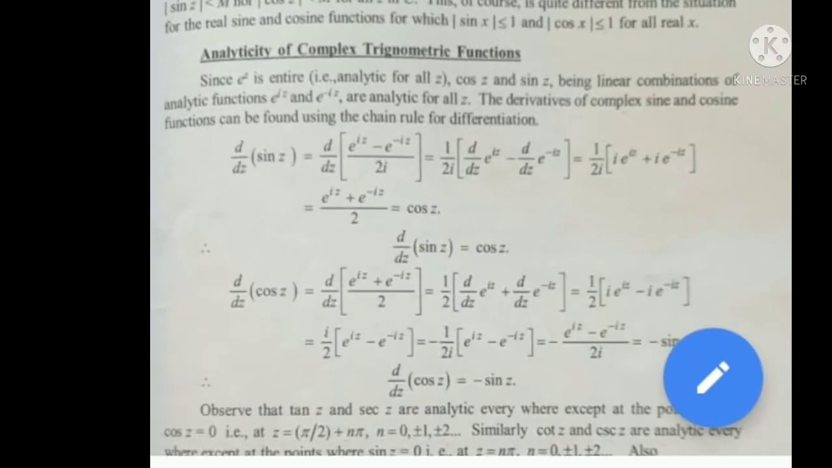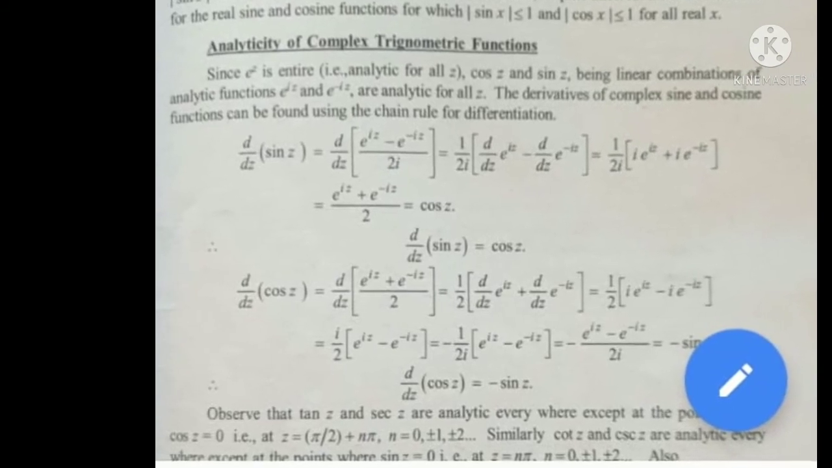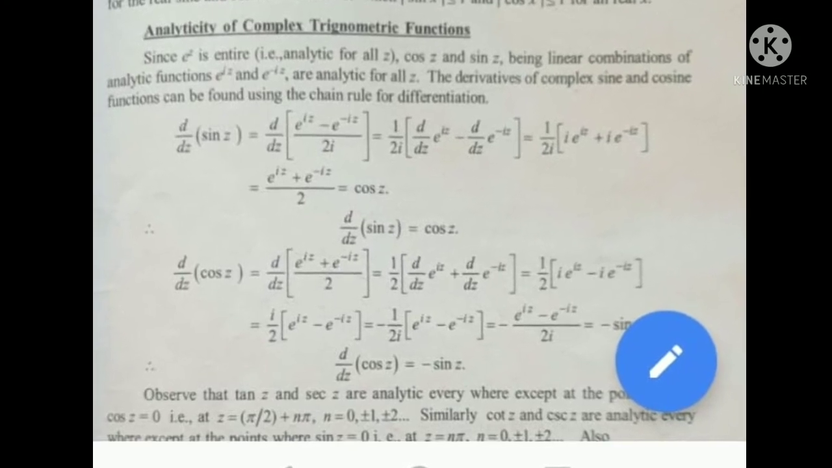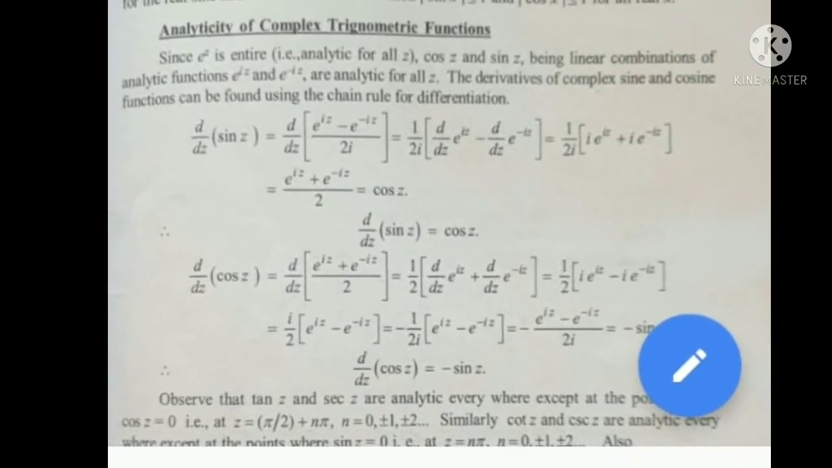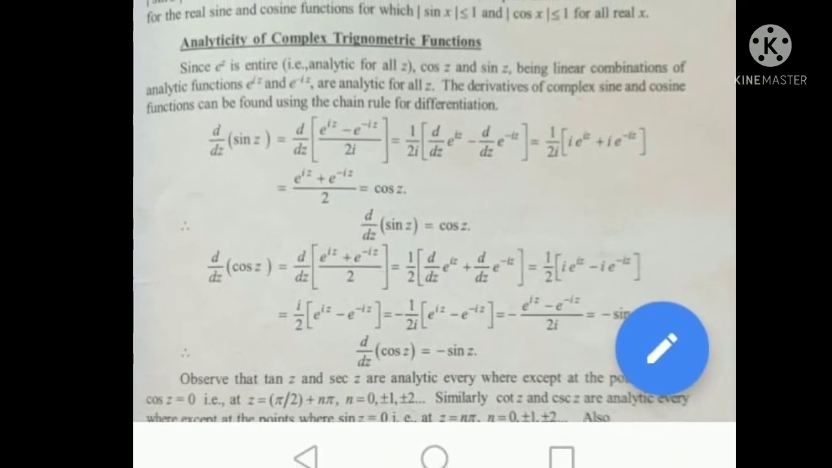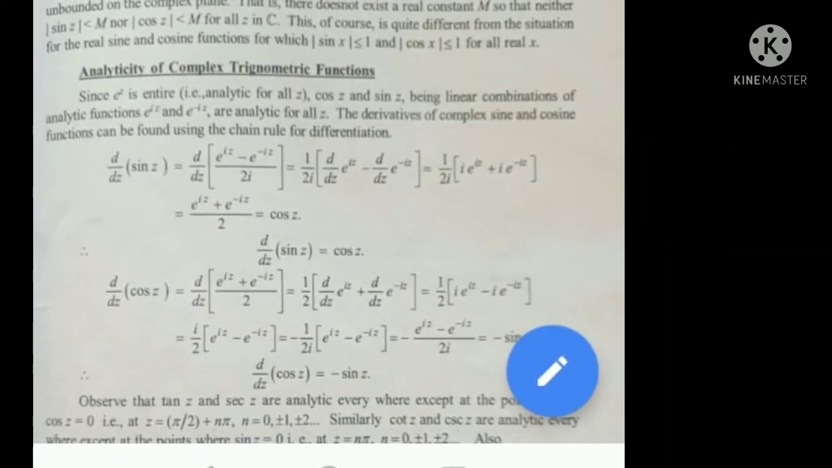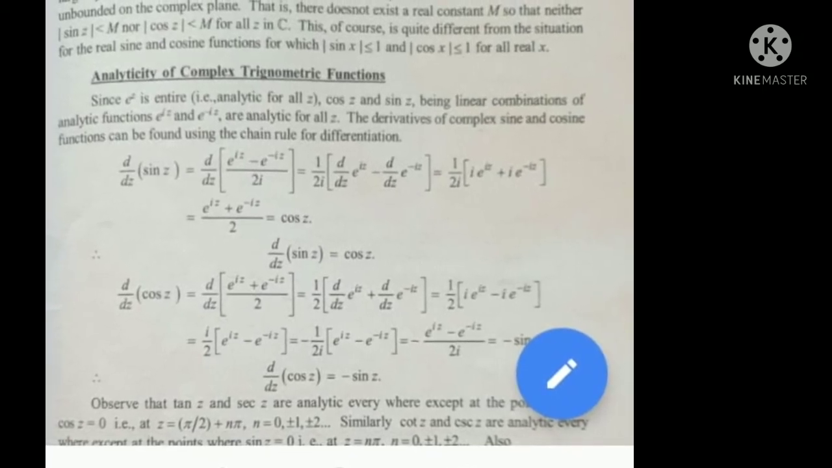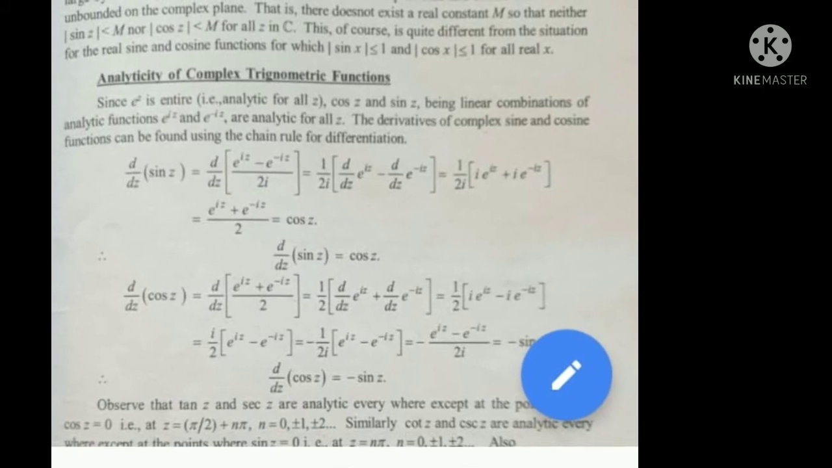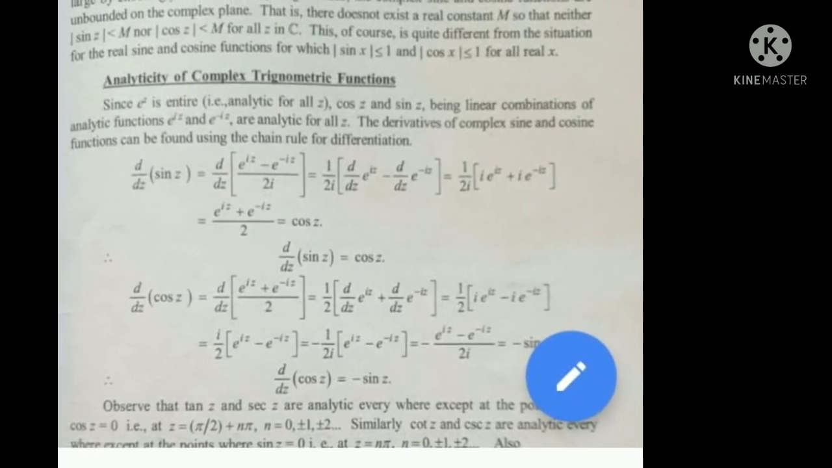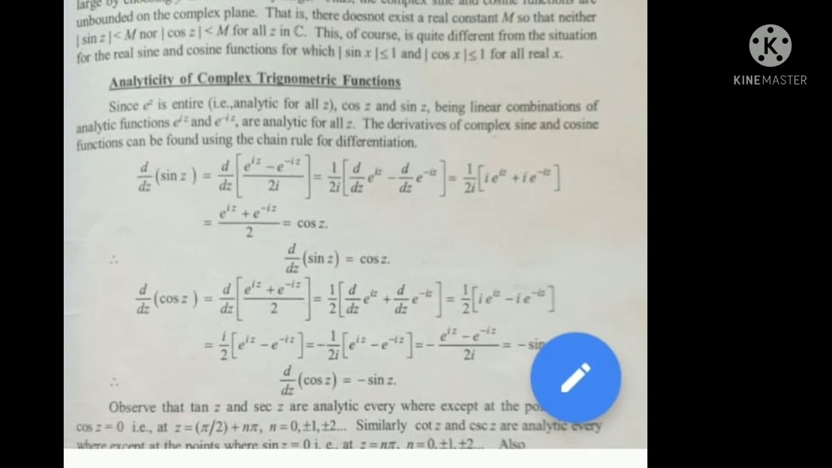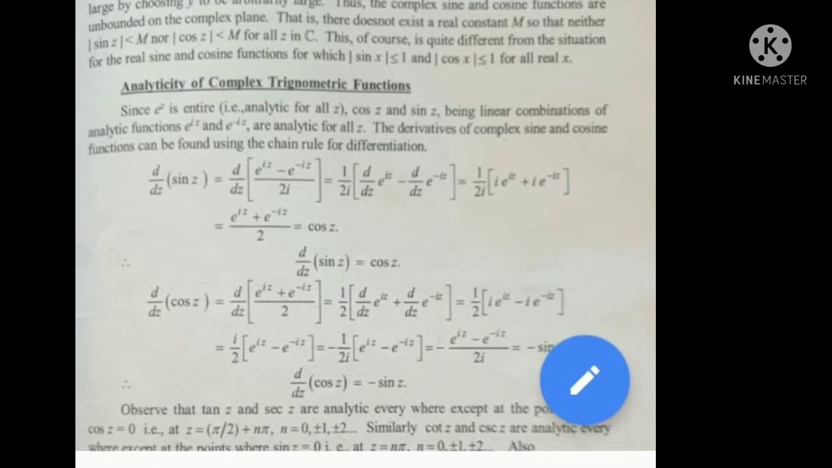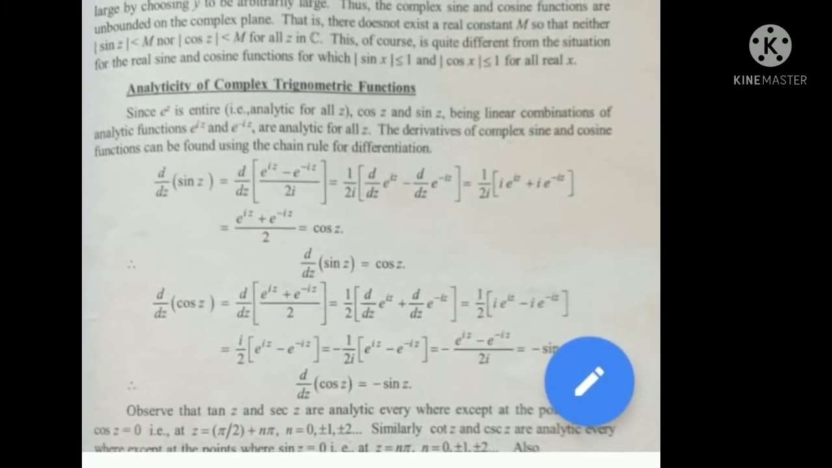Next we are going to find the derivative of cos z. So d by dz of cos z, we can write cos z as e raised to iz plus e raised to minus iz divided by 2, which is equal to 1 by 2 into d by dz of e raised to iz plus d by dz of e raised to minus iz, which is equal to 1 by 2 into i e raised to iz minus i e raised to minus iz, which is equal to i by 2 into e raised to iz minus e raised to minus iz.